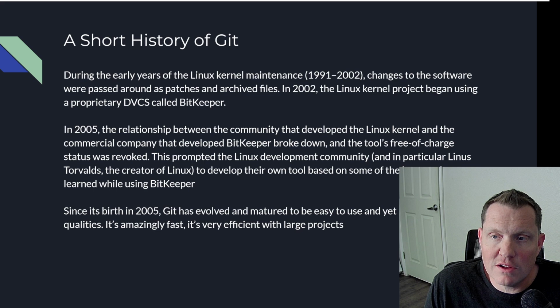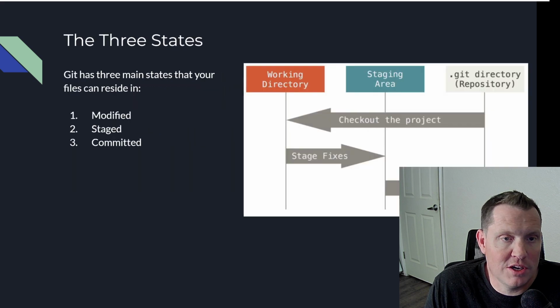This prompted the Linux development community, and in particular Linus Torvalds, to develop their own tool based on some of the lessons they learned while using BitKeeper. Since its birth in 2005, Git has evolved and matured to be easy to use and yet retain these initial qualities. It's amazingly fast, it's very efficient, and it's great for very large projects.